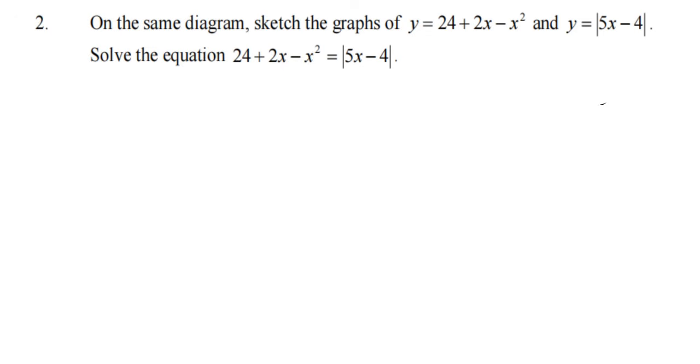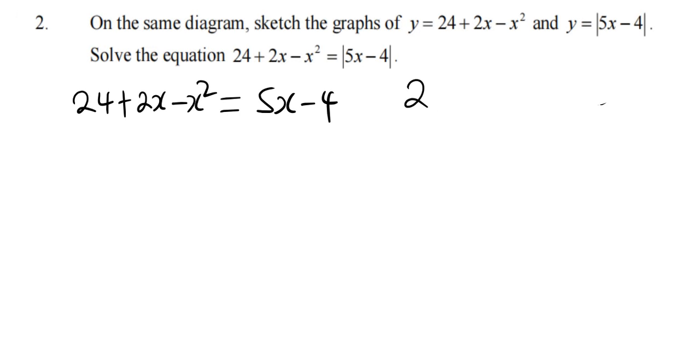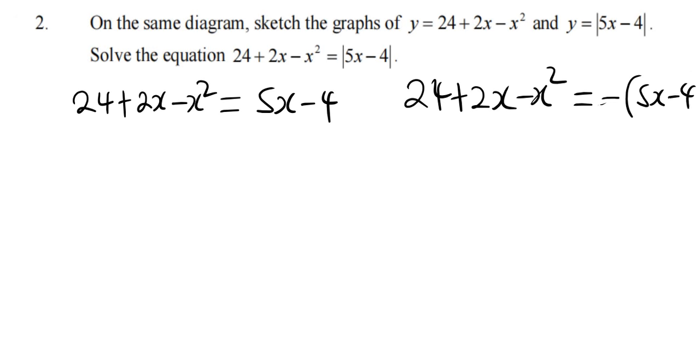Alright, then we solve this equation that we've been given. We've got 24 plus 2x minus x squared is equal to this modulus function. Since it's the modulus, the way we remove it is to put either the positive or the negative part. I'm going to first start with the positive part, then the same equation, this time around I'm going to put a negative.